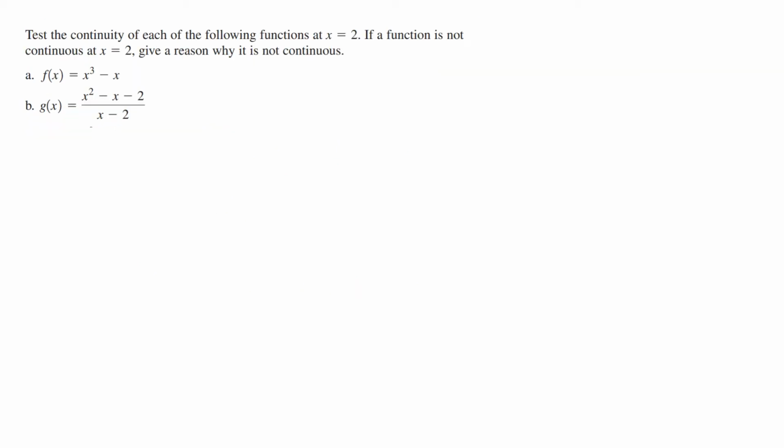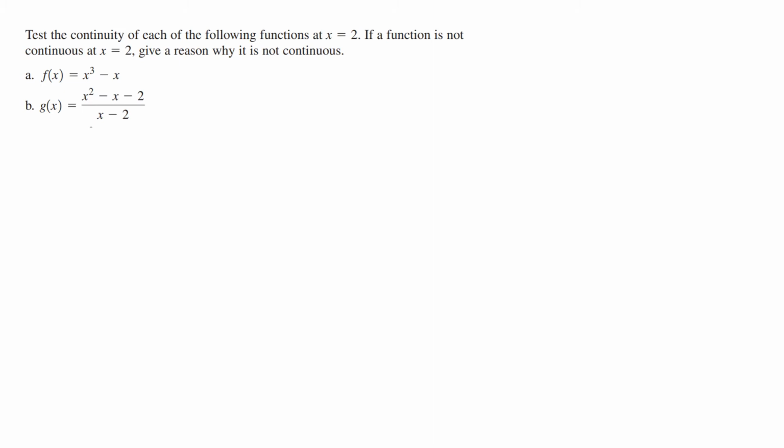For this problem, it wants us to test the continuity of each of the following functions at x equals 2, and if it's not continuous, we need to give a reason. For function A, I have x cubed minus x. Something I want to clarify: whenever you have a polynomial function, at all real values of x, it is going to be continuous. So either you can automatically say it's continuous, or you can actually plug in 2.